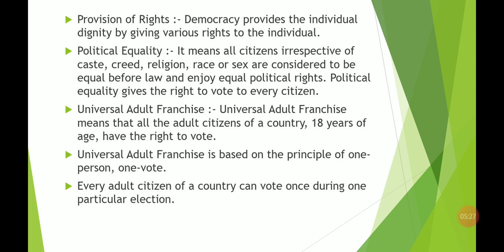The chapter starts with the universal adult franchise. So what is universal adult franchise? Universal adult franchise means that all the adult citizens of a country, 18 or above, have the right to vote. This feature ensures that all adult citizens, irrespective of their caste, creed, race, sex, religion, have a right to vote.